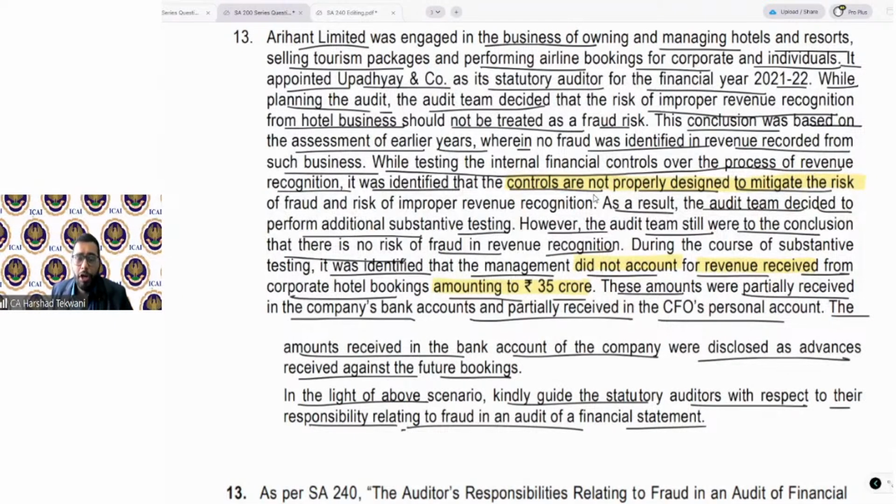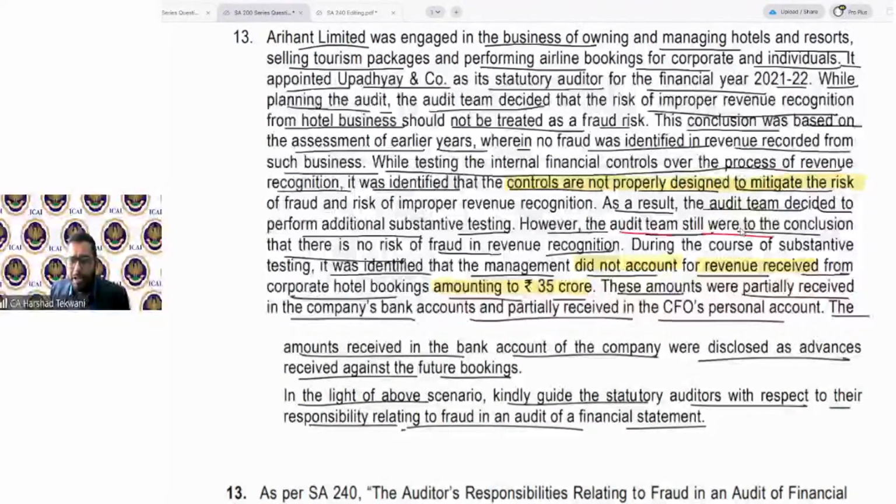Okay, so in order to guide the auditor, first of all, understand what he has done. Simple. If you want to guide the auditor, you need to understand what he has done. First, what has the auditor done? The auditor has reached a conclusion that the controls were not properly designed to mitigate the risk. There was a fraud also, but still, they reached the conclusion.